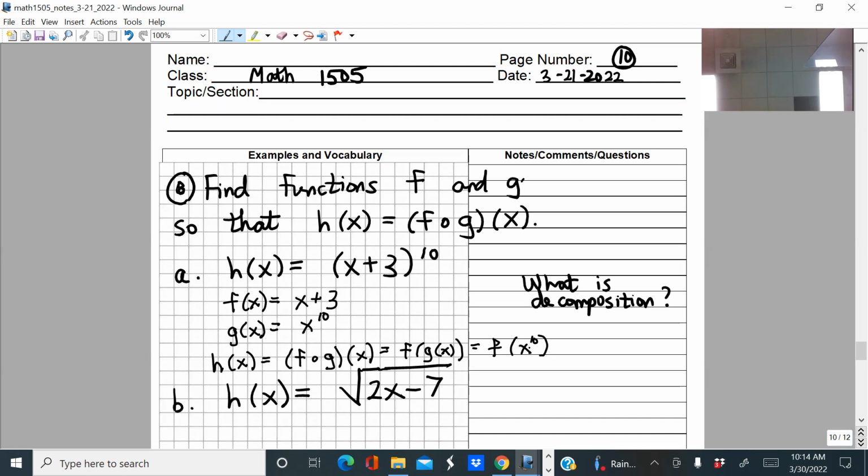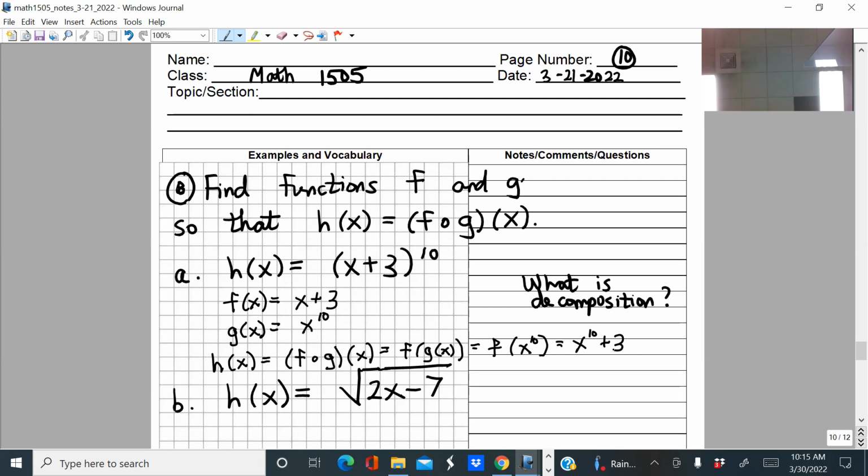Well, you calculate this, you evaluate this by plugging x to the 10th power in for x in the formula for f, correct? So what you get here is x to the 10th power, see, I substituted x to the 10th power for x here, plus 3. Is that quite what I was looking for? Unfortunately not, okay?